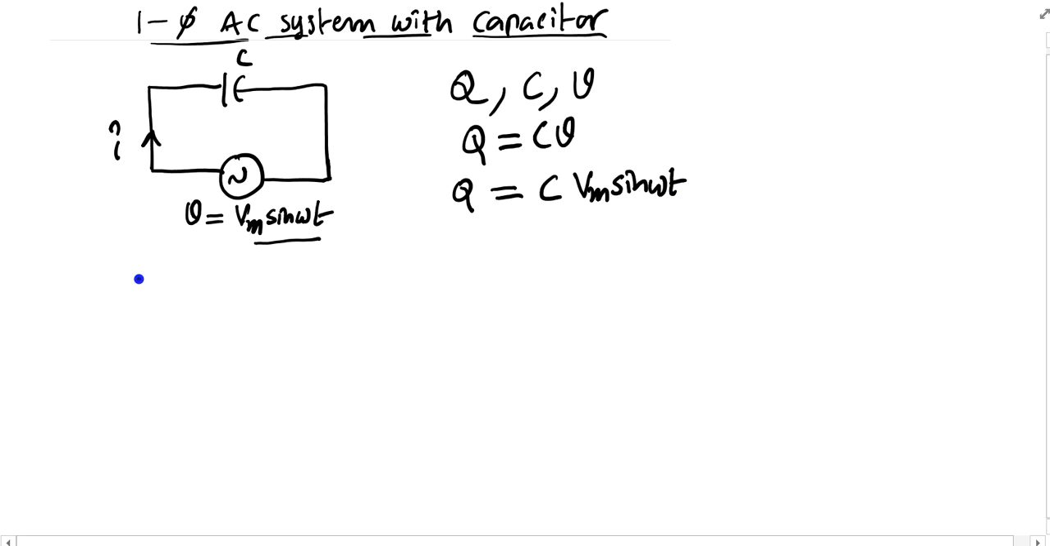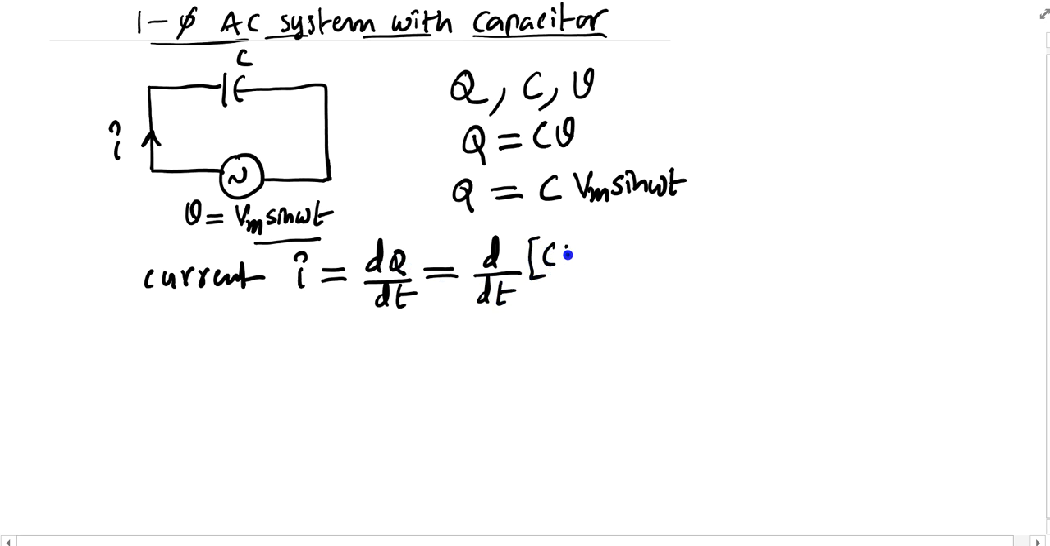Now if you want to define the current I, the definition of current is the rate of change of charge, or rate of flow of electrons. Mathematically it is given as dq by dt. The rate of change of charge is nothing but the current. So this is the equation defined for the current. If you substitute the value of q here, I will get C Vm sine omega t inside the derivative.